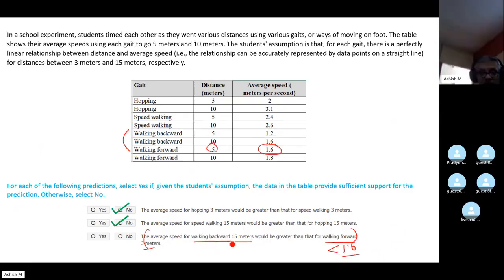All right. Average speed for walking backward 15 meters, tell me, lesser than 1.6 or greater than 1.6? Obviously greater than 1.6, because for 10 it is 1.6. So for 15 it will be greater than 1.6. So now here we don't even need to do the actual calculation, right? So clearly this is greater than this. Anand, Maria, Pradyun, Naina, everyone clear? Dipya?